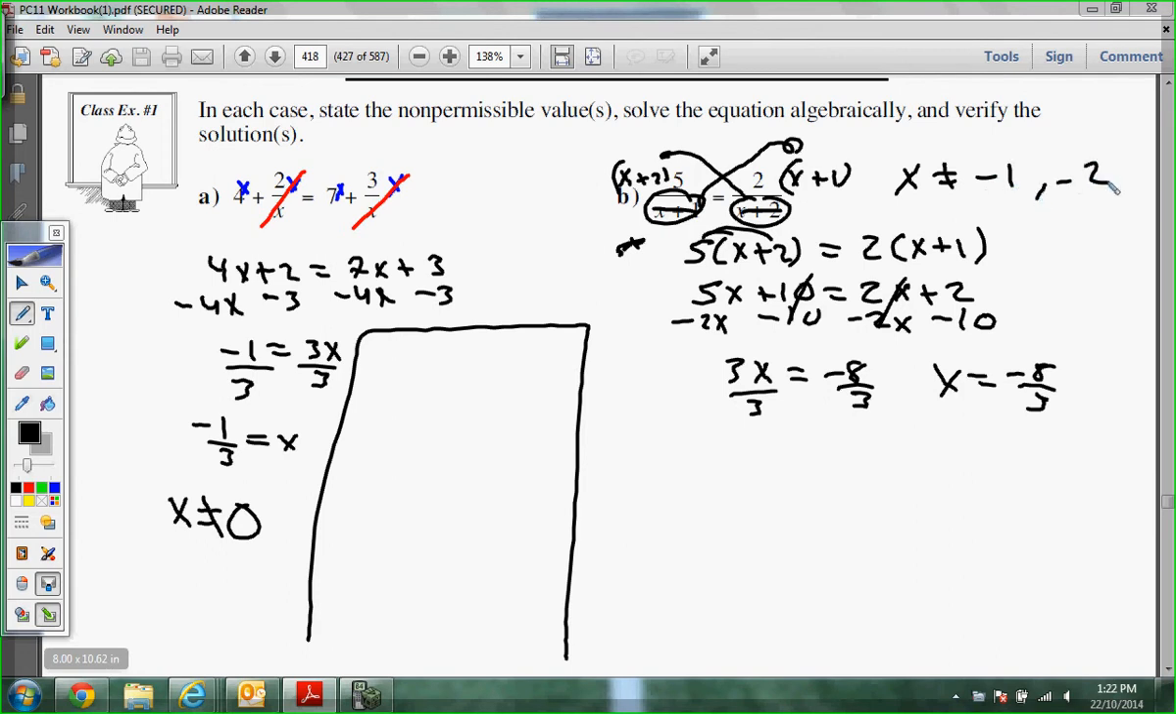Very good. All right, so let's verify quickly. How do we verify? We have an answer. How do we verify it? Lauren? Yeah, put it in the equation and make sure the left side equals the right side. So I'm going to go here. I'm going to go 4 plus 2 over, yes, it's negative 1/3, but we'll put it there. It's fine. Okay, equals 7 plus 3 over negative 1/3.